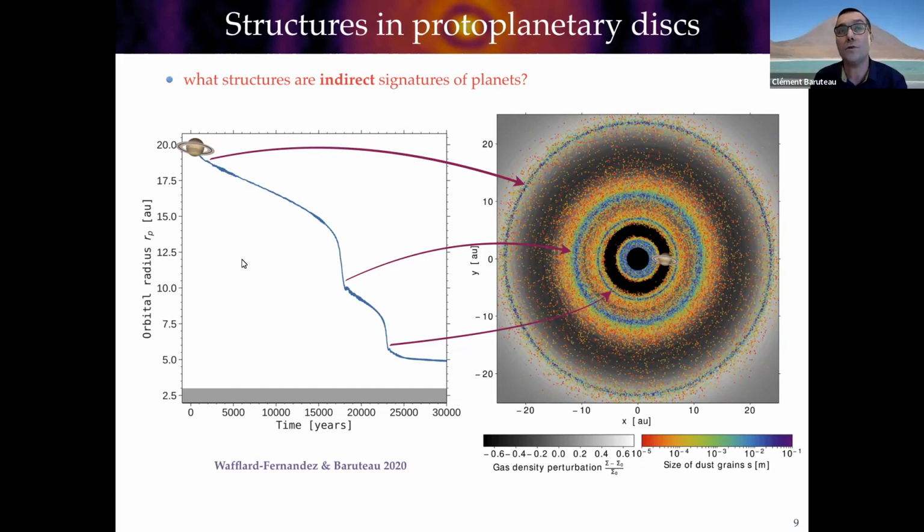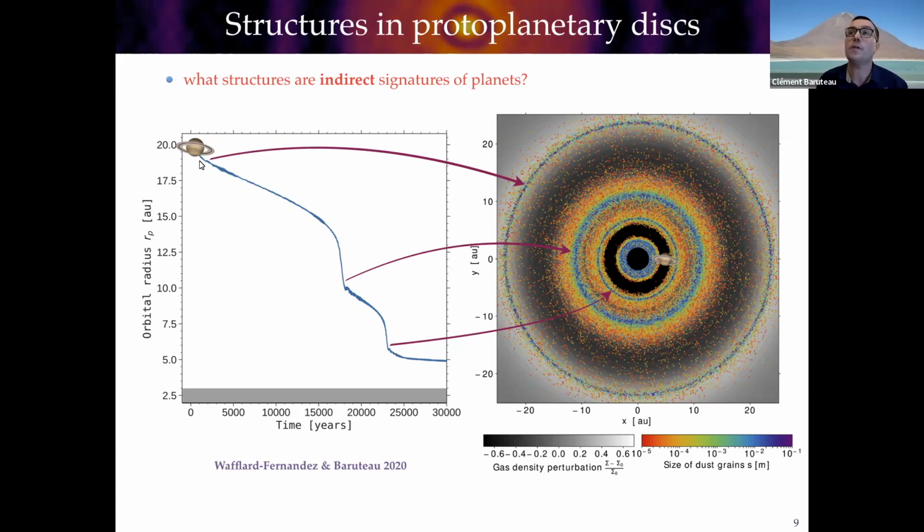So this is what I'm showing you here, where you can see on the left-hand side, the time evolution of the planet's orbital radius in our simulation. So we start with a Saturn mass planet, which is at 20 astronomical units from a sun-like star. So the disk is initially quite massive.